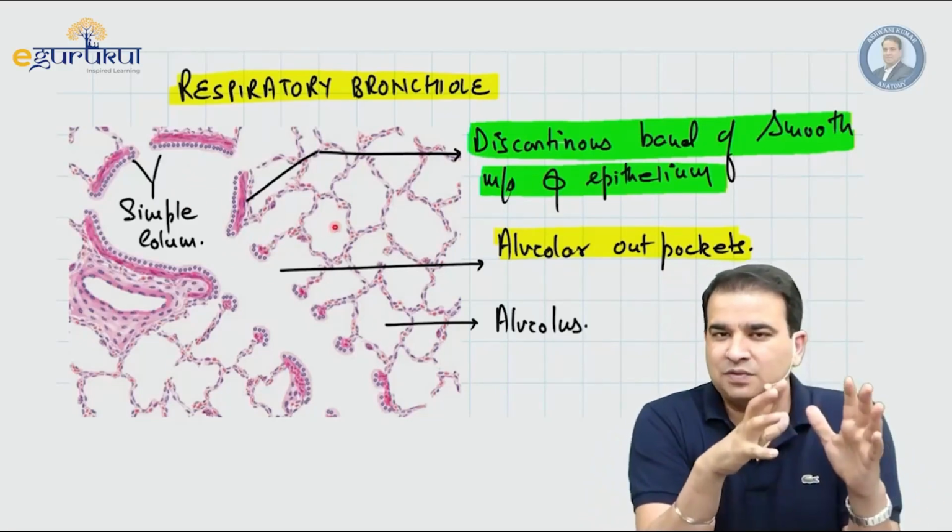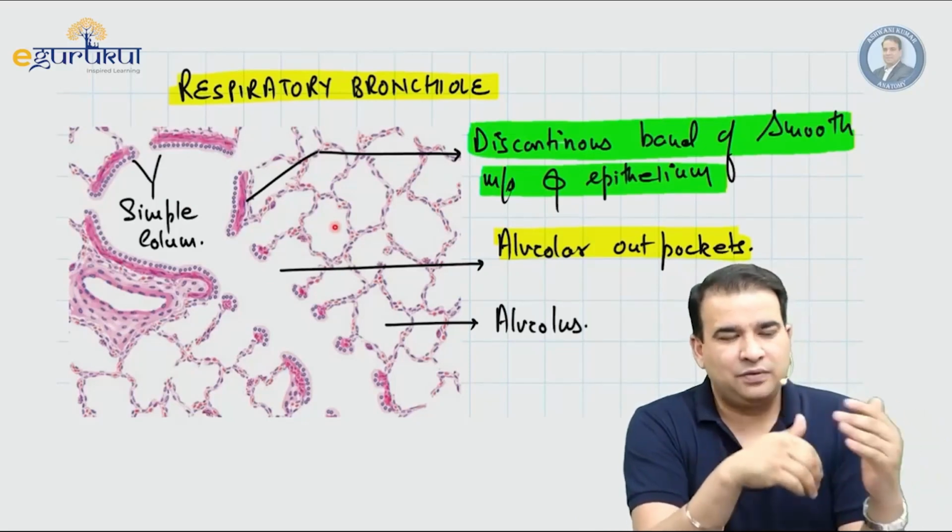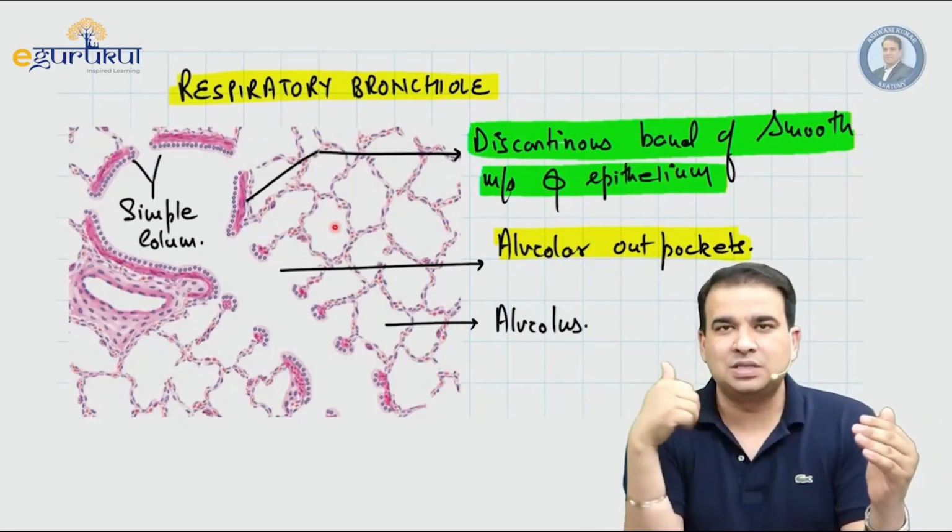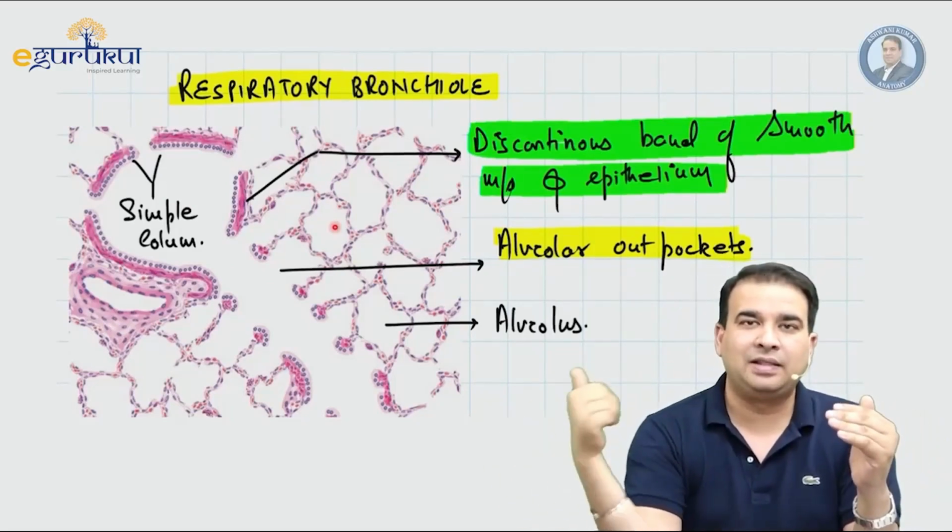So these are some basics of respiratory histology you should know to differentiate between the trachea, bronchus, bronchiole, respiratory bronchiole, and the alveolus.